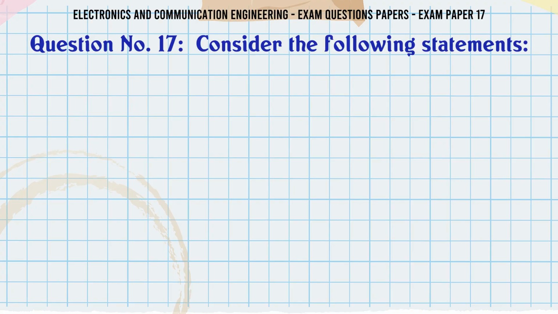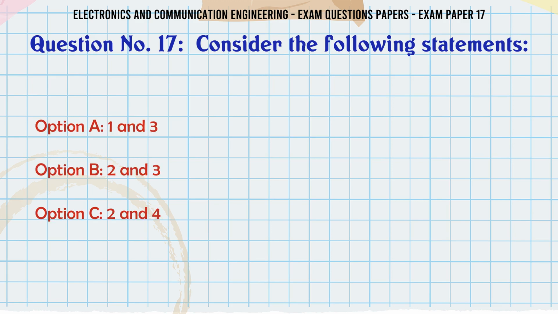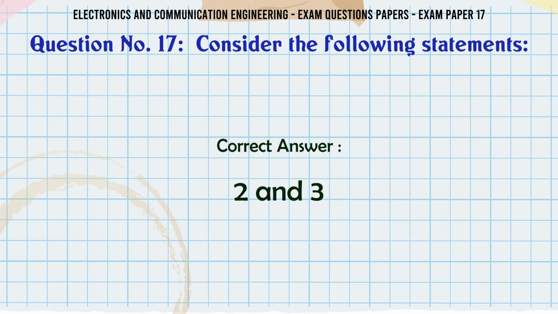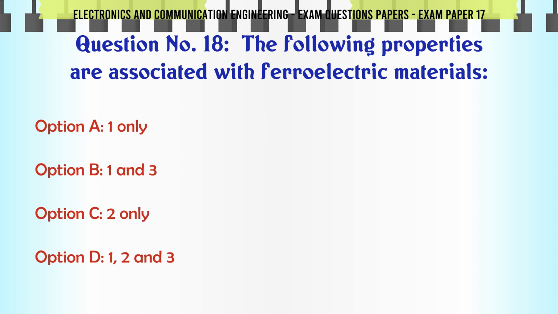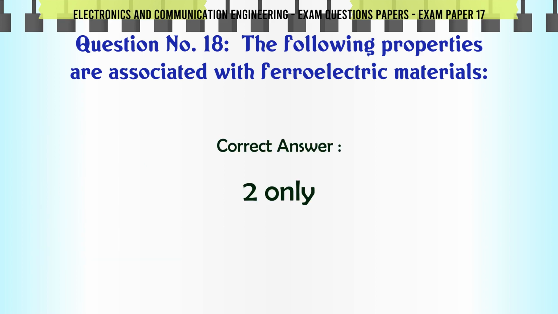Consider the following statements: A. 1 and 3, B. 2 and 3, C. 2 and 4, D. 3 and 4. The correct answer is 2 and 3. The following properties are associated with ferroelectric materials: A. 1 only, B. 1 and 3, C. 2 only, D. 1, 2 and 3. The correct answer is 2 only.